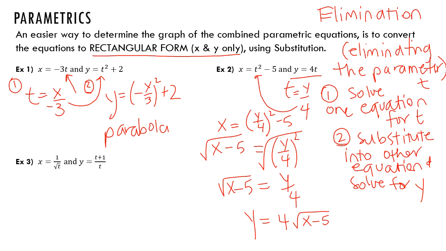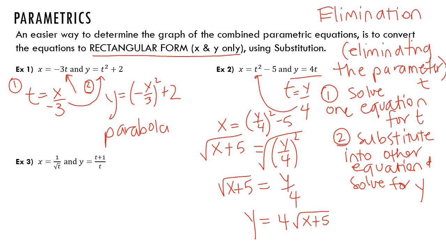Oh, plus 5, my bad. Thanks for pointing that out, whoever pointed it out. That should be adding it to both sides. But it will come out the same either way you solve it. Whether you solve the first one for t or the second one for t, it's going to come out the same because you have to solve for y.